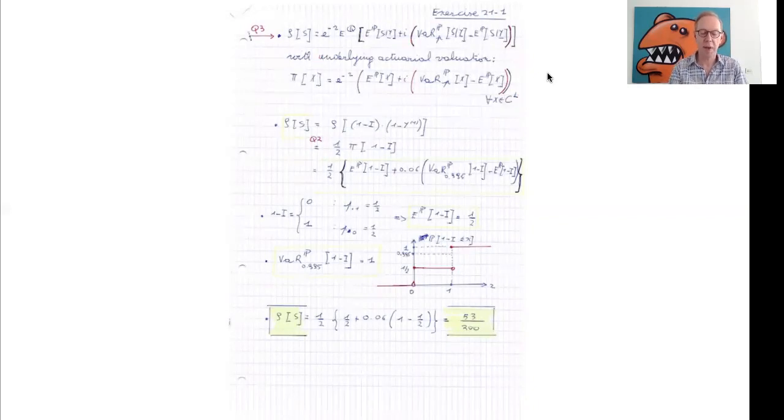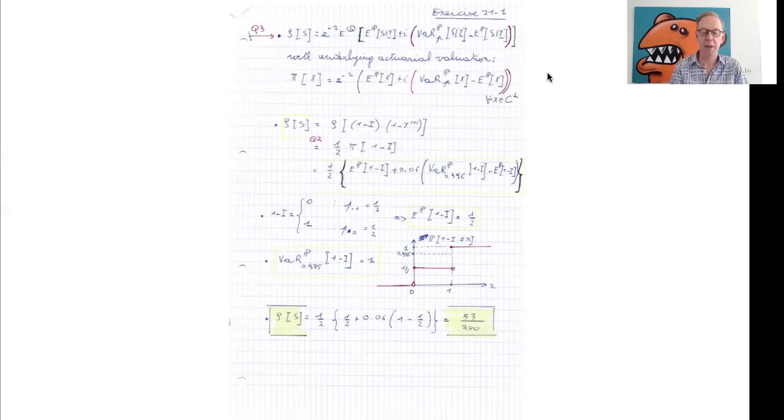So let us now find ρ(S). ρ(S) is ρ of (1 − I) multiplied by (1 − y_1). Because of question 2, we know that this value is equal to 1/2 π(1 − I), and the π is this underlying actuarial valuation.